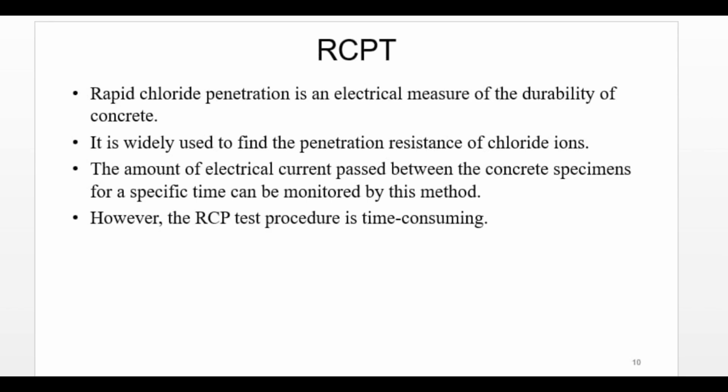And then you apply a constant voltage to the sample for 6 hours. The sample is placed between two chambers, one containing a 3% sodium chloride solution and the other containing a 0.3% sodium hydroxide solution. The total charge passed through the sample is measured and used to rate the concrete.